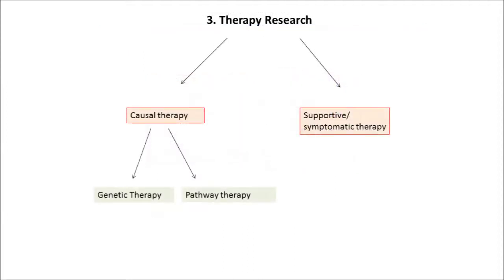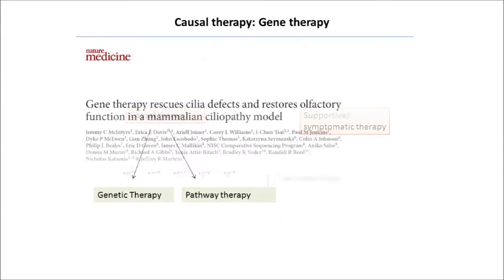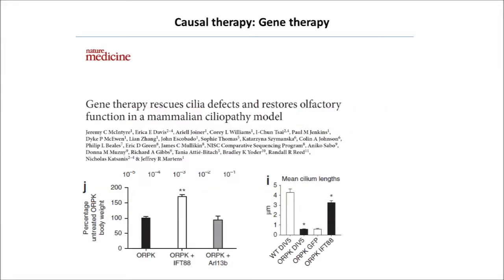For therapy research, I think there are 2 different therapy options. We can treat the actual cause of the disease, like the ciliary dysfunction, or we can work on making supportive or symptomatic therapy better. I'm only going to talk about the cause therapy today. And I think there are 2 major areas. One is genetic therapy, where we try to correct the gene, or we try to correct the pathway downstream of the gene.